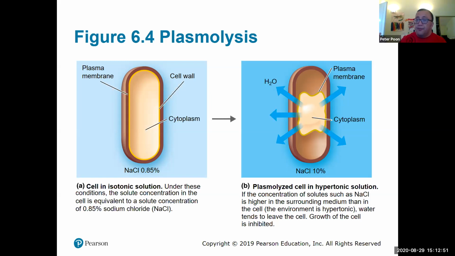jams and jellies. The osmotic pressure doesn't have to be caused by salt. It can be caused by sugar. Jams and jellies have a really high concentration of sugar, and that really high concentration of sugar also prevents bacteria from growing.